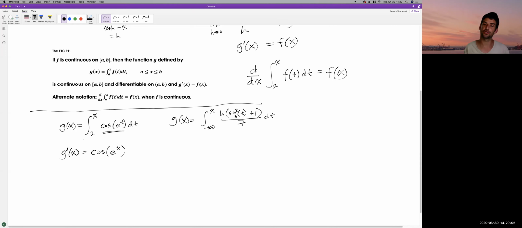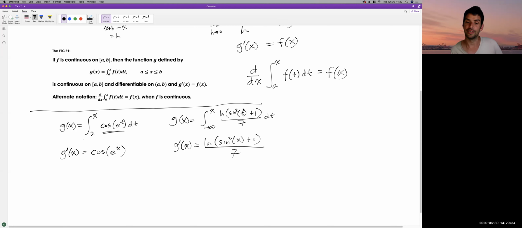We know that sine squared is always going to be 0 or positive, so plus 1 means this is always defined. Dividing by 7 is fine. So when I take the derivative, even though it looks like a very complicated problem, I'm just putting in the natural log of sine squared of x plus 1 all over 7.